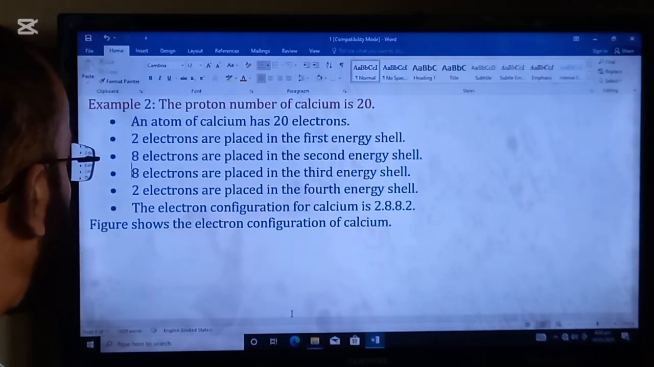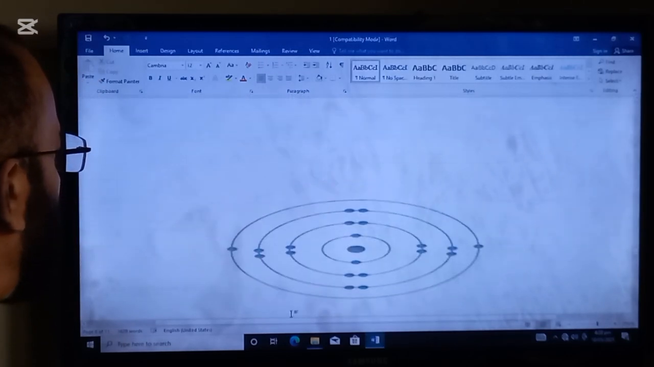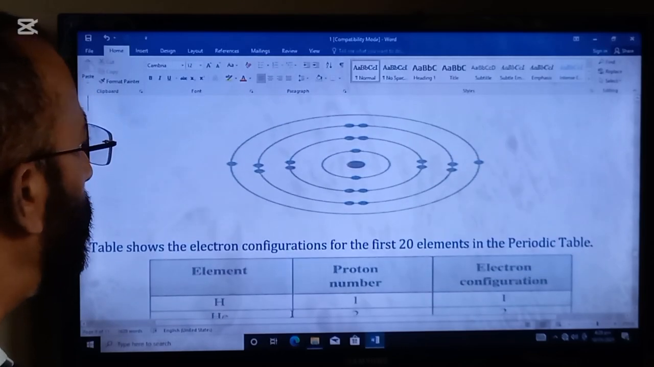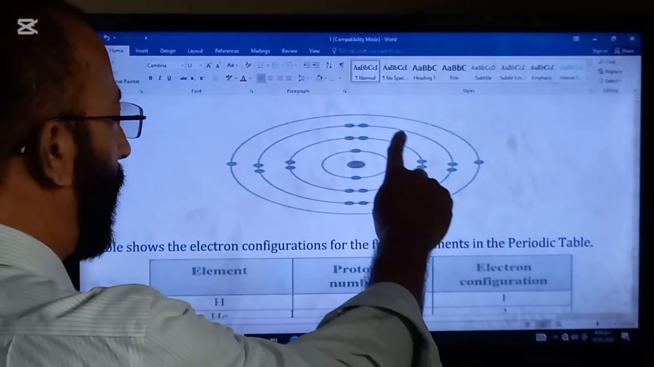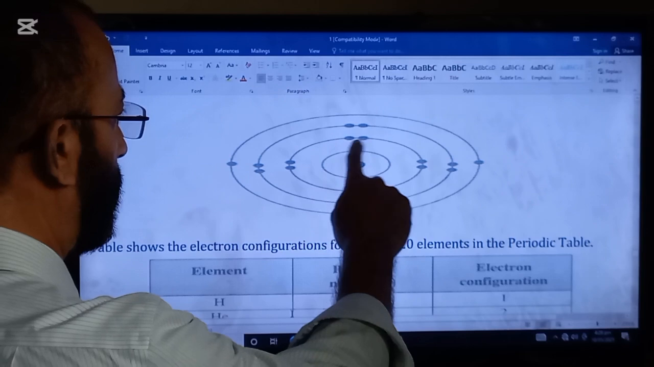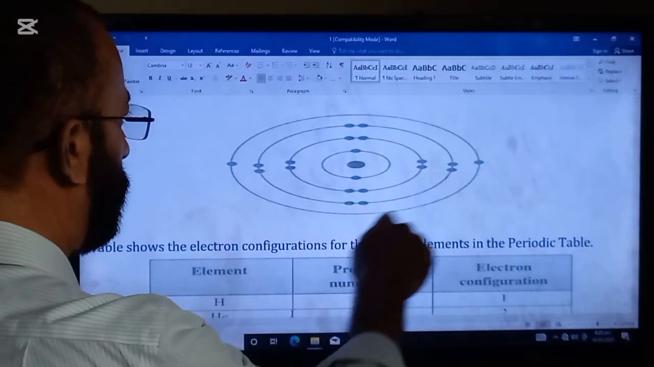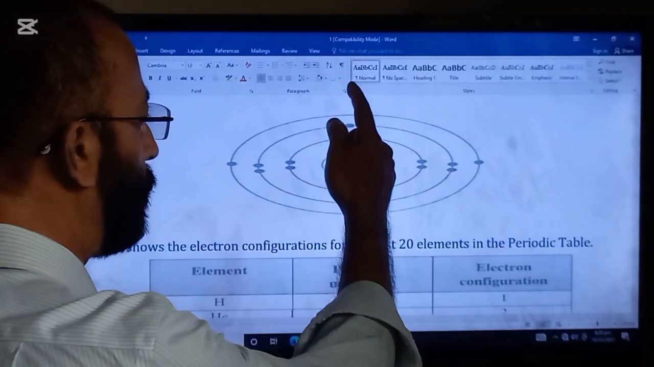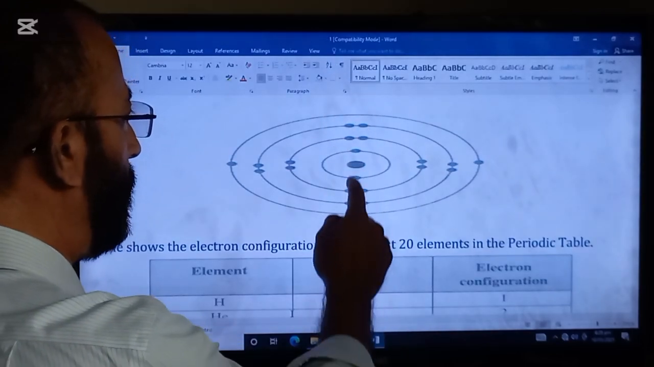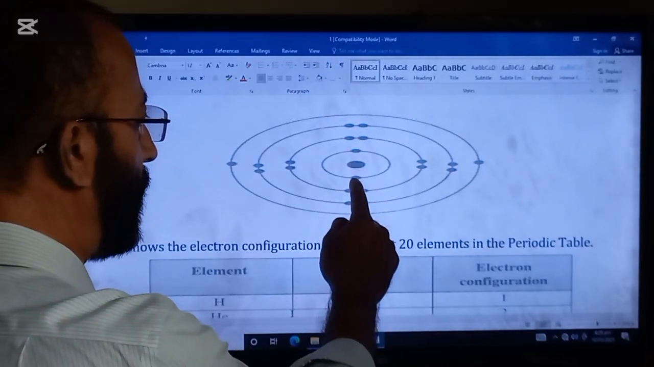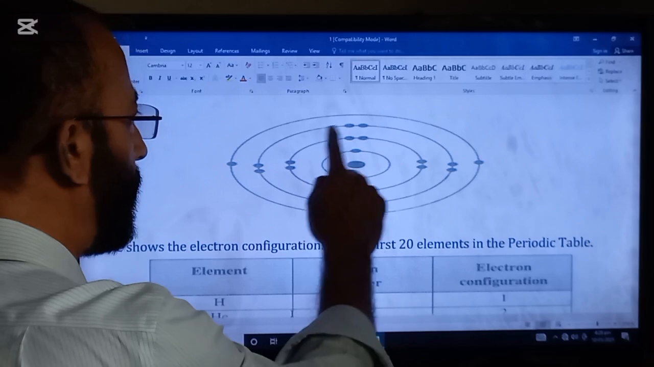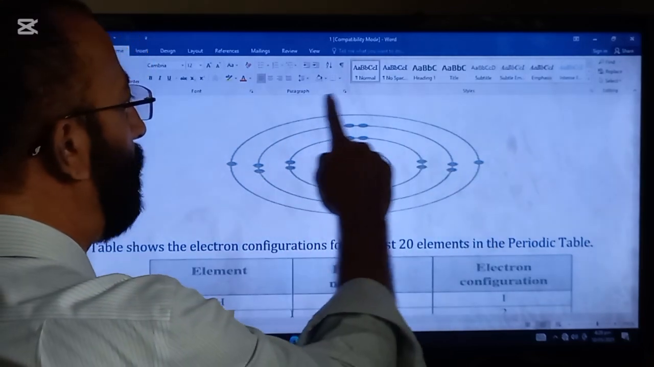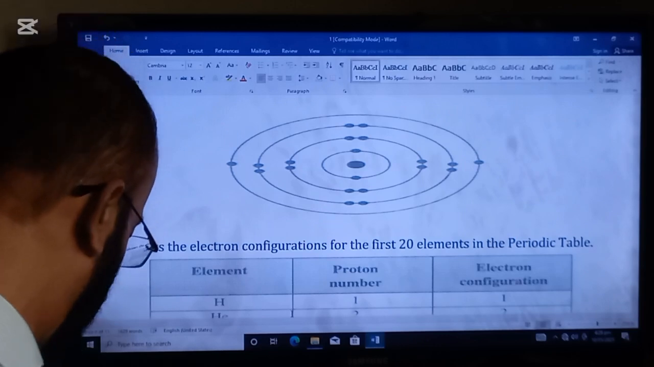And here is the figure that shows the electron configuration of calcium. So we are going to draw four shells: 1, 2, 3, and 4. According to the configuration of calcium, 2 electrons will be placed in the first shell, 8 in the second, 8 in the third, and 2 will be placed in the fourth shell.